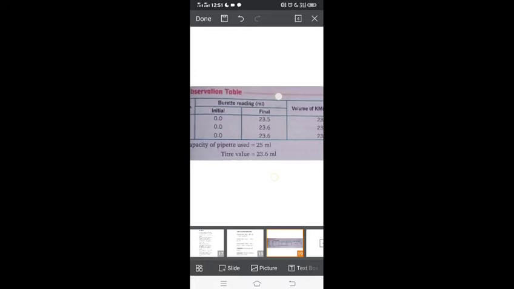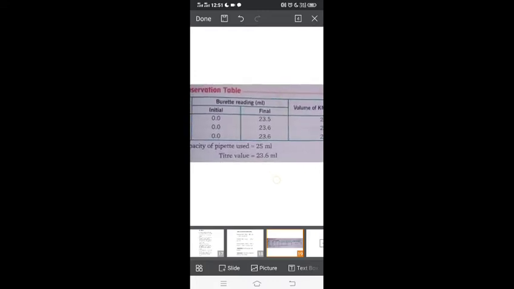Now children, here you can see the observation table. This type of observation table you have to draw. Now just see, in the observation table, children, for the burette reading, we have to take two readings, initial and final. Initial reading will always be 0.0, whereas final reading will be the volume which we have added from the burette. So you started from zero, and you go on adding the solution, so you will reach the end point. Now your end point is say 23.5 ml, the next end point will be 23.6.